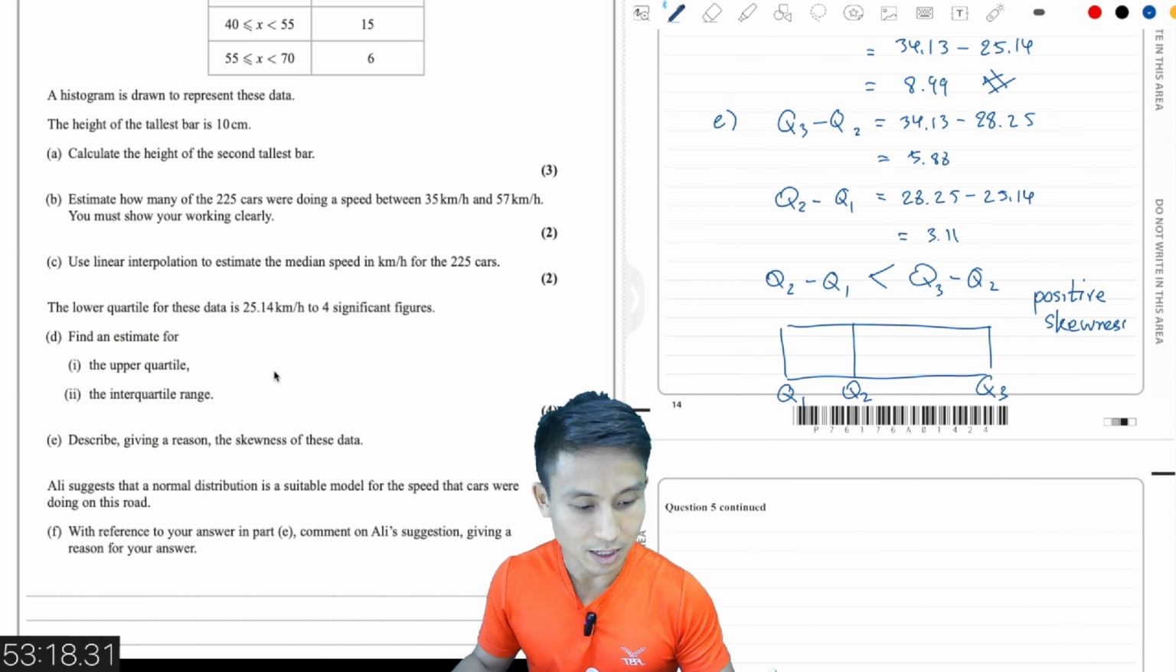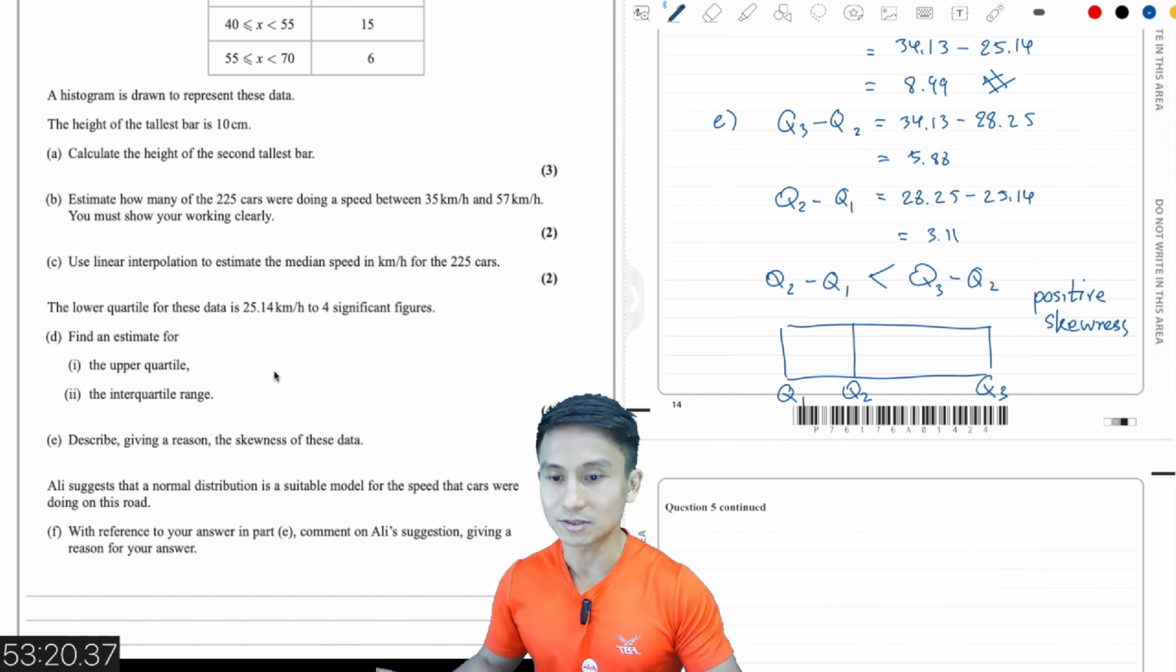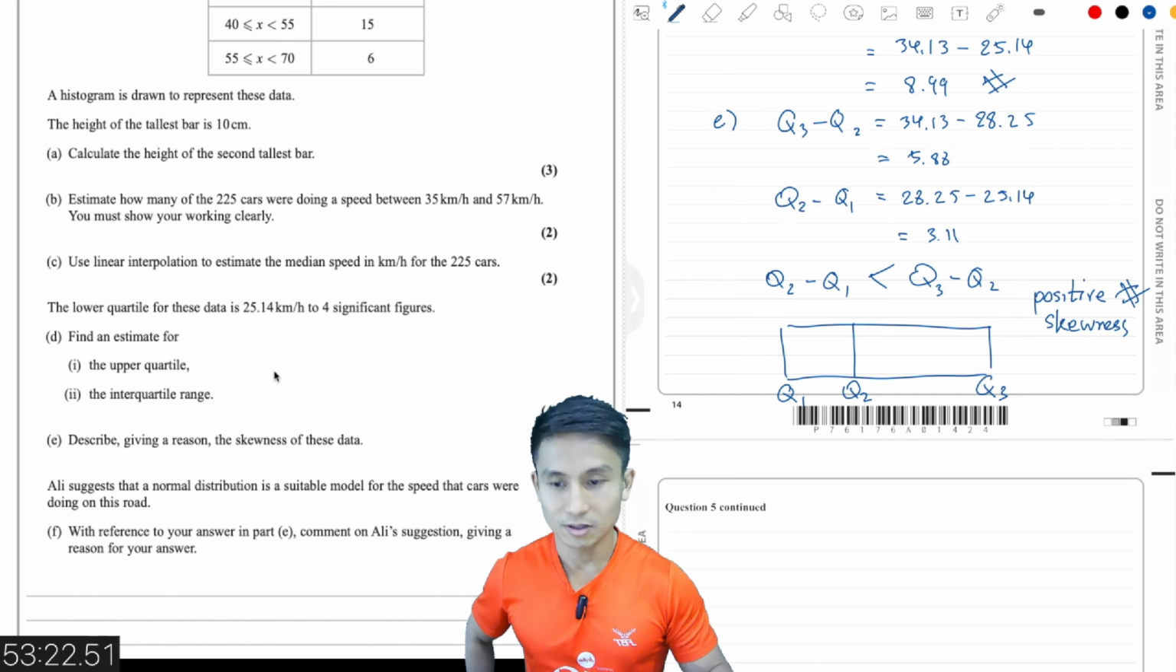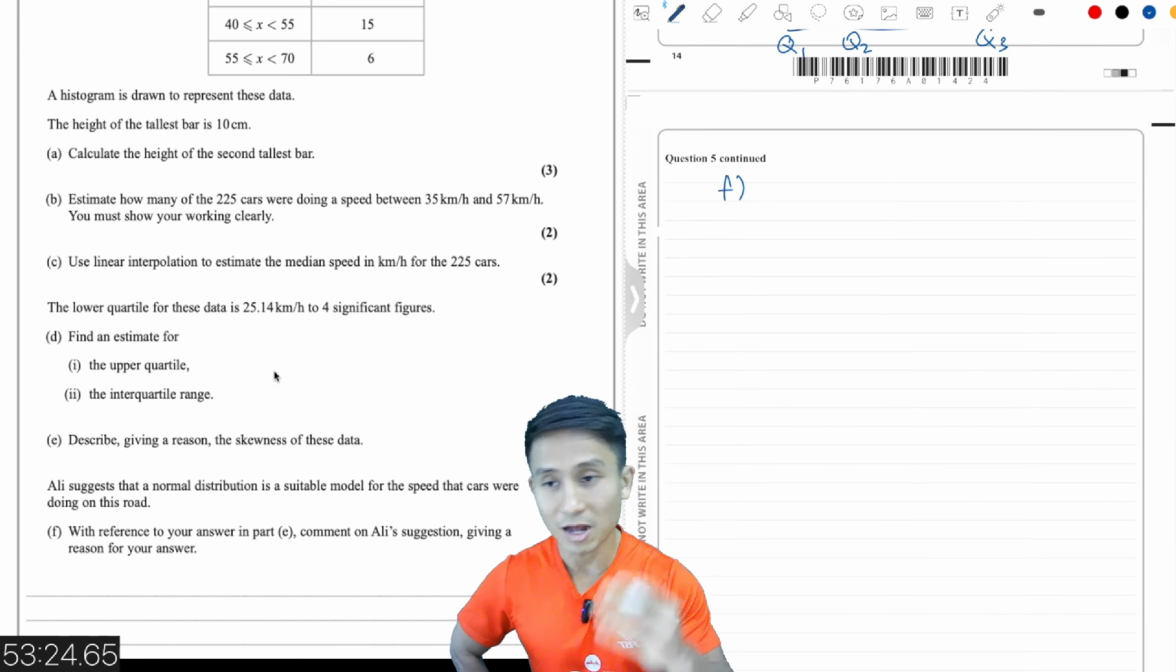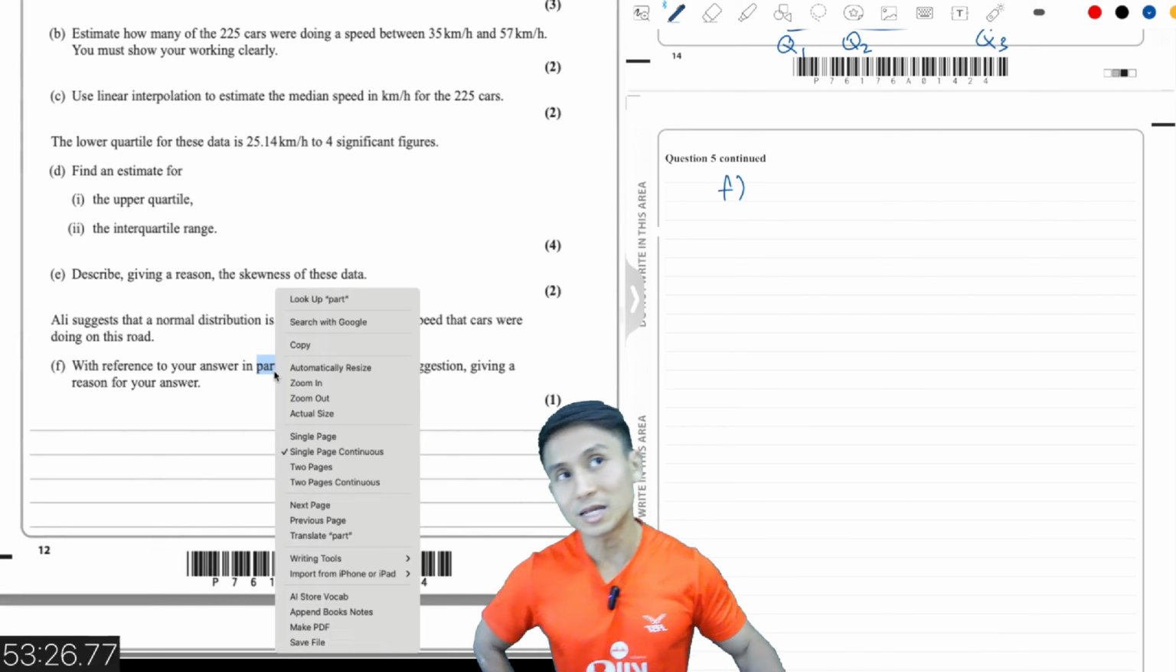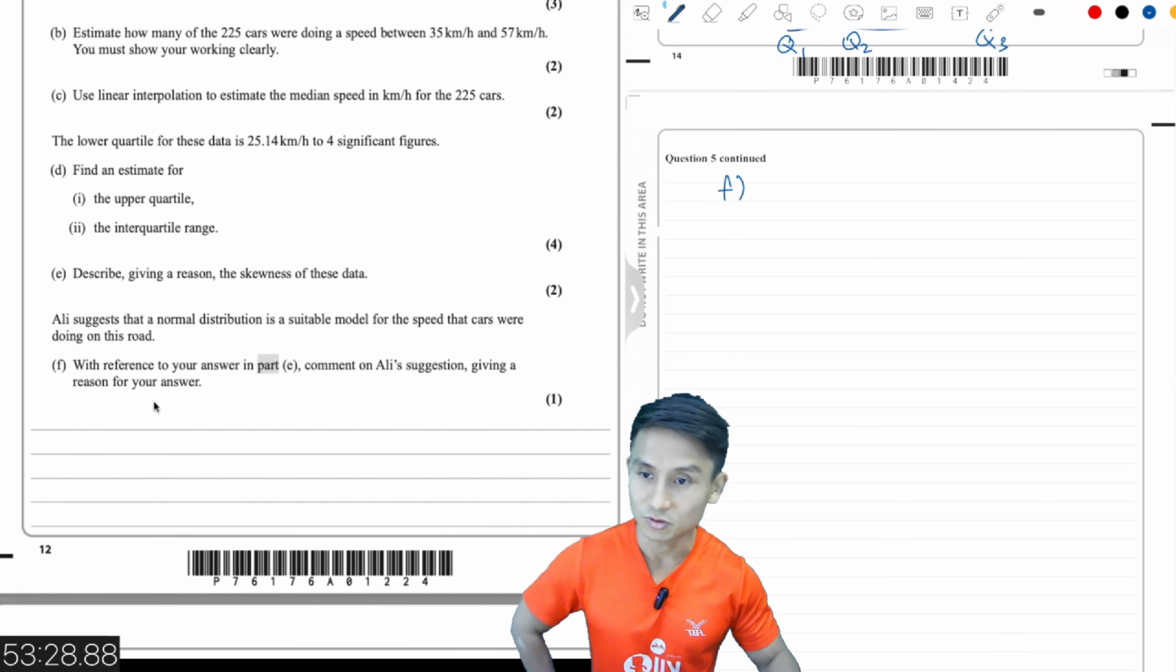Right? And the reason is just this. You can use that as the reason as well. Okay? Apart from mean and median, right? So if mean greater than median, also positive skew.